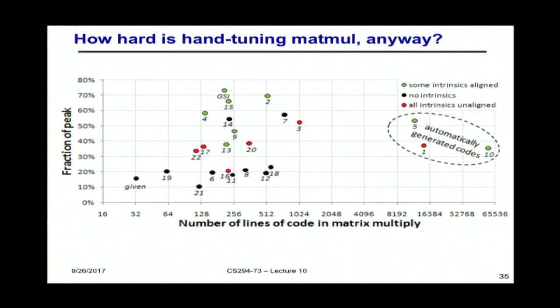So this chart shows how hard it is to hand-tune matrix multiplication, and matrix multiplication is relatively easy. On the horizontal axis, it shows the number of lines of code in matrix multiplication of different teams. And the vertical axis is the fraction of the peak you have achieved. So you can see that it's not necessarily with more lines of code you get better speed. The best speed is this guy, which uses some intrinsics and aligned.